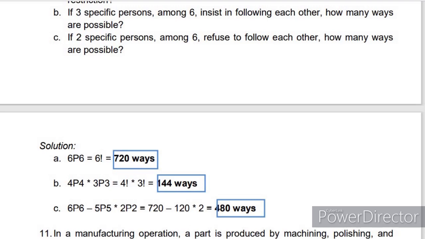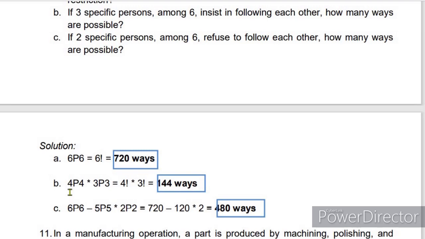Now, in this problem, we are asked to find the ways if two specific persons refuse to follow each other. So first, we get 6 permutation 6, because it is the total. Now, we will subtract the 5 permutation 5. Why 5? Because we have two specific persons who refuse to follow each other. And why subtraction? Because it says refuse to follow each other. So we will subtract those two specific persons from 6. And why do we get 5? Likewise in letter B, we will consider the two specific persons as one group.